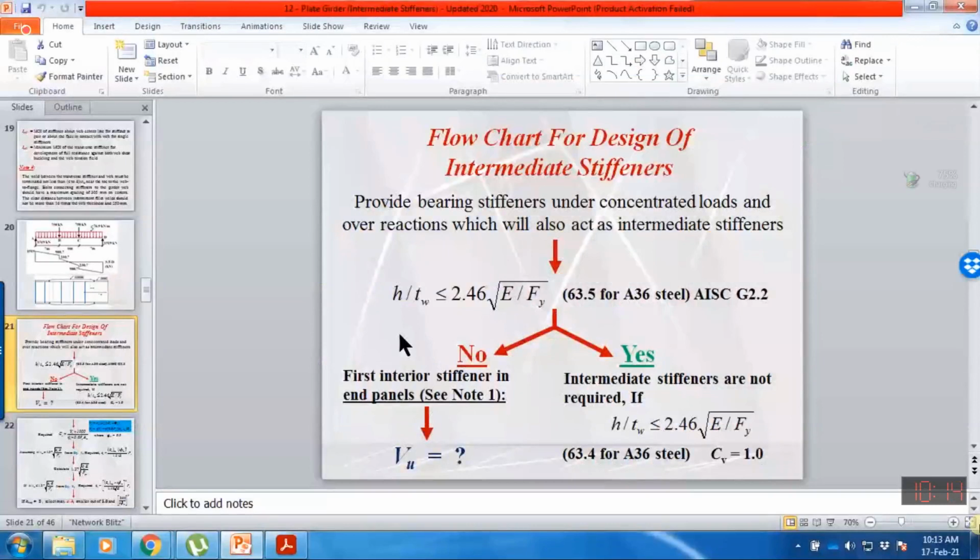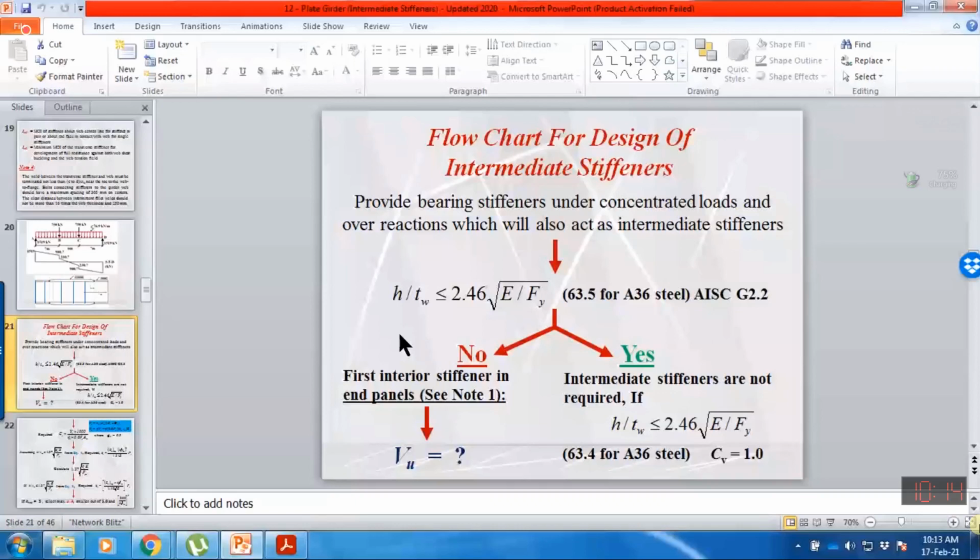We design the intermediate stiffener to increase the shear capacity of web. Because earlier we have studied that in plate girders, our web is always slender. Slender means that web is very thin and most probably it will always undergo buckling. So that buckling will occur at a stress value much lesser than yield shear stress.